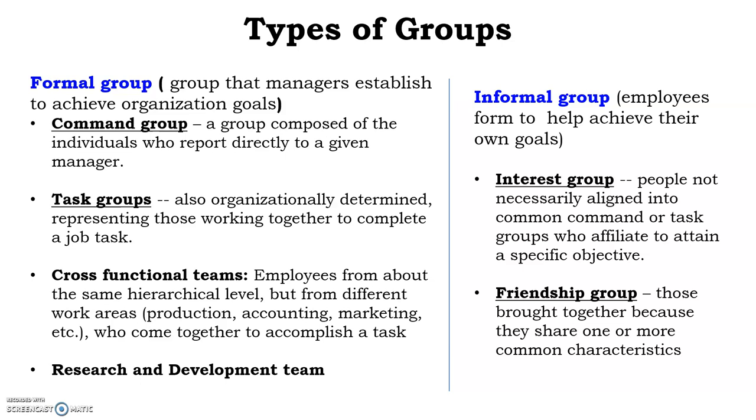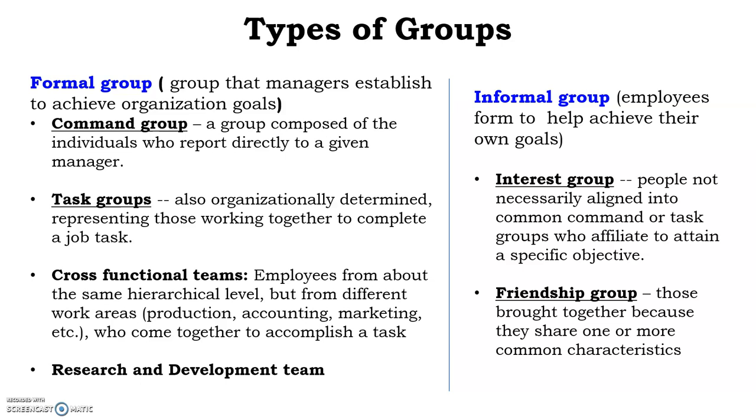What is a command group? A command group is like any other group in an organization, a group composed of individuals who report directly to a given manager. This is like an organizational structure. The power flow, or the information flow, from the top to the bottom is a kind of group: the senior manager, deputy manager, foreman, and the worker. This is how the power or the information flows from top to bottom. This is called a command group.